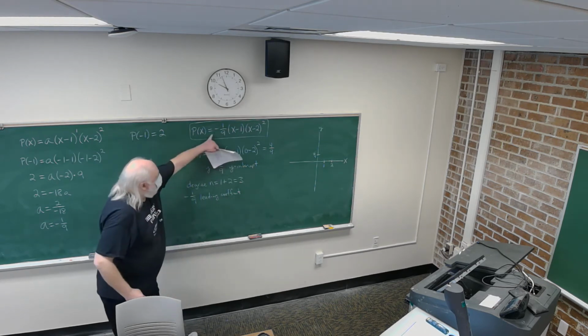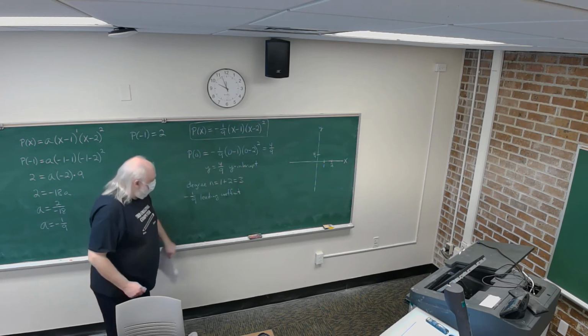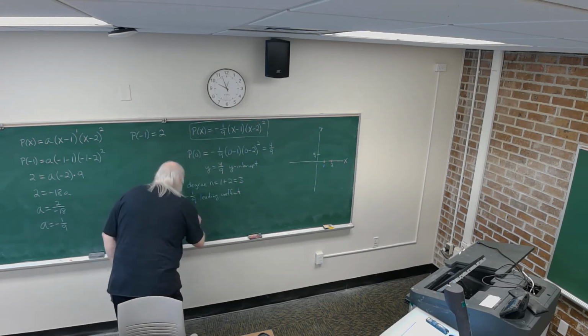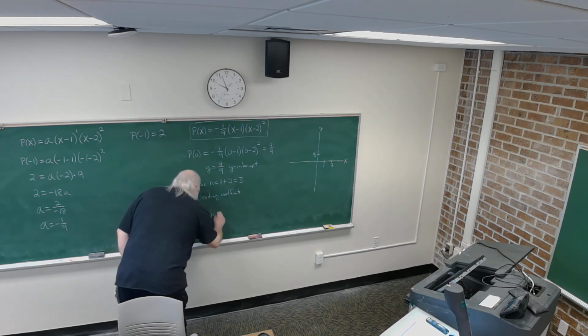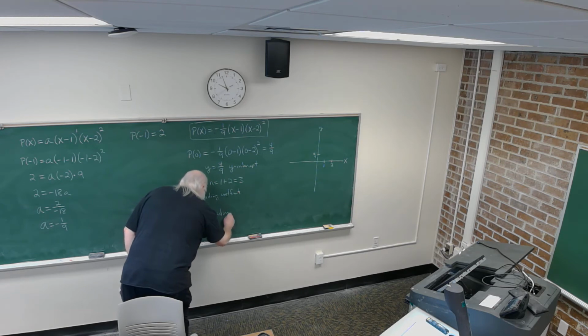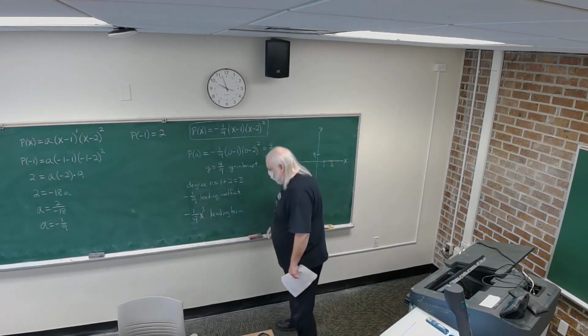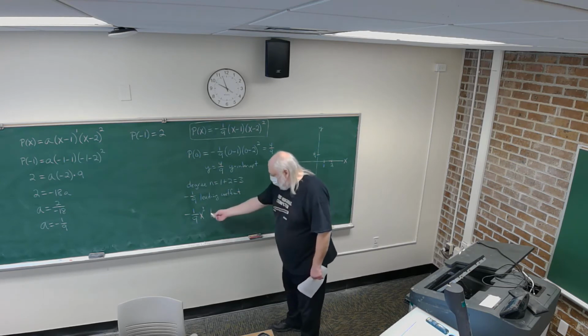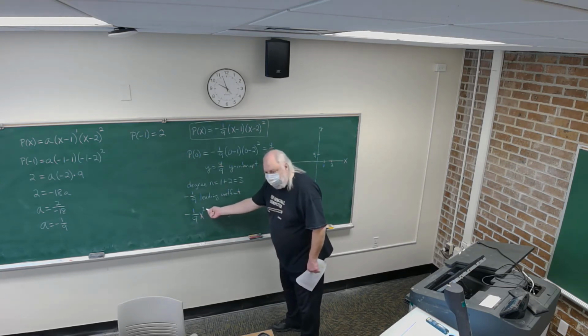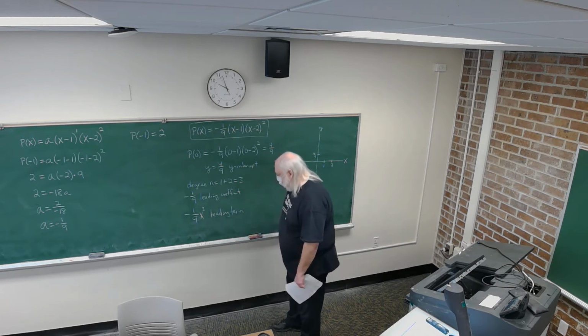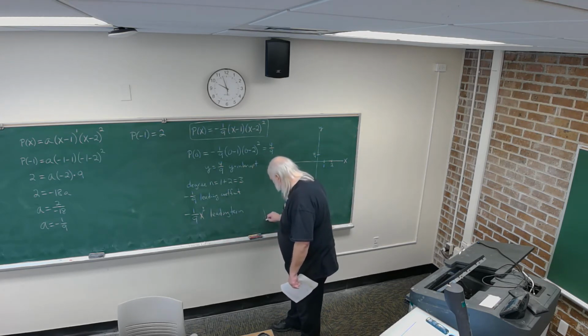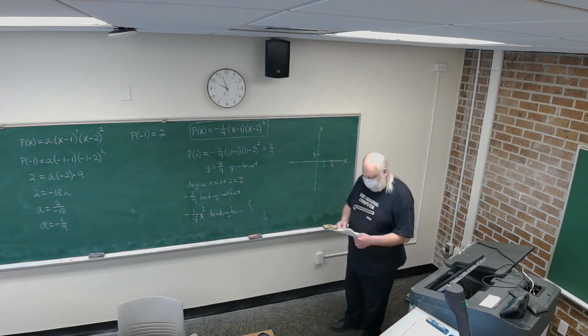So if we were to expand the right-hand side of p of x, the leading term would be minus 1/9 times x cubed. And with an odd degree and a negative leading coefficient, we know the right-hand side goes down and the left-hand side goes up in behavior. Okay.